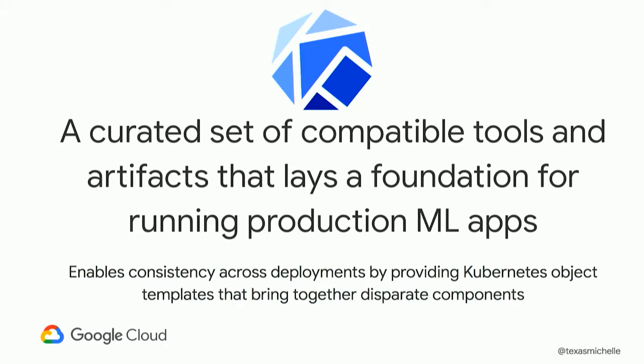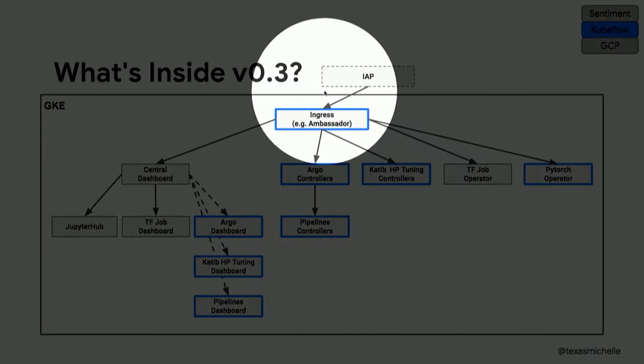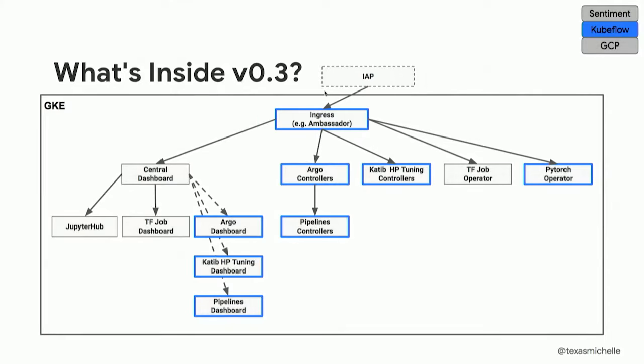It enables consistency across deployments by providing Kubernetes object templates that bring together all of these disparate components. Okay, so here's a diagram. Everything in blue is what was added since version 0.2. We start with, so there's a lot behind this. I've just lumped it together into a general ingress container. I think there was a talk earlier that went into a lot more detail. Kubeflow supports a lot of that, but I'm just going to call that ingress.